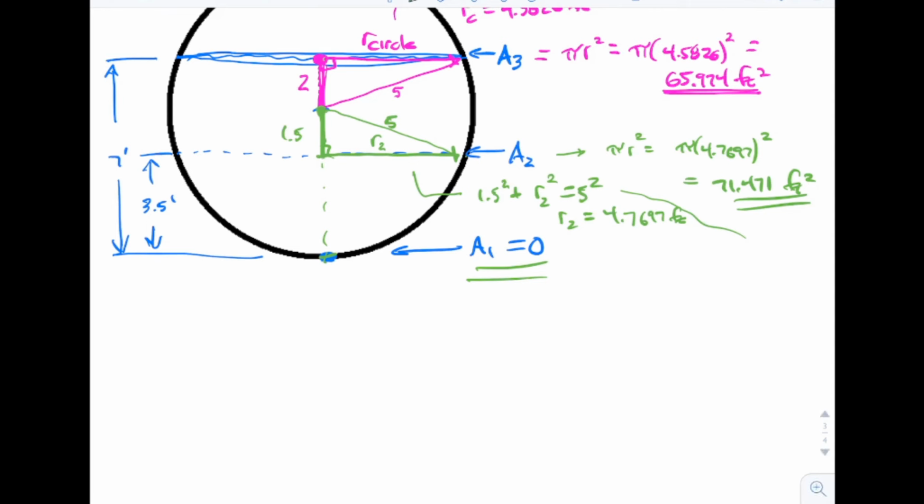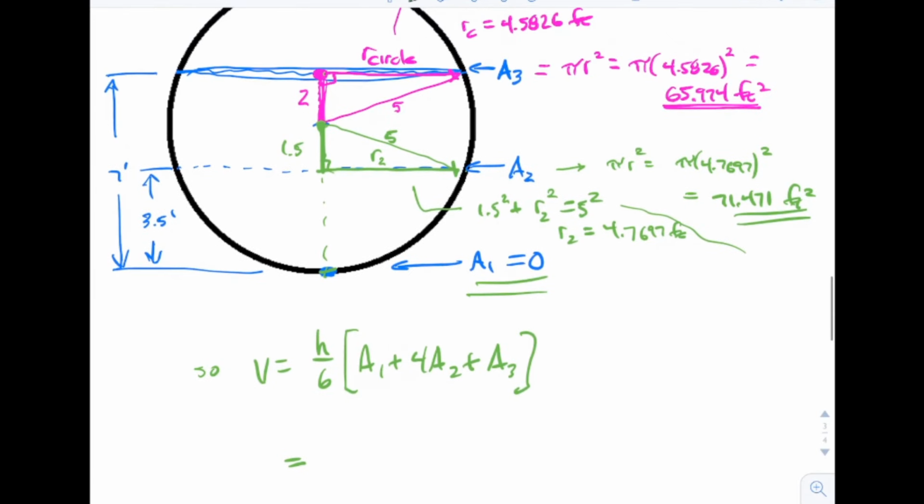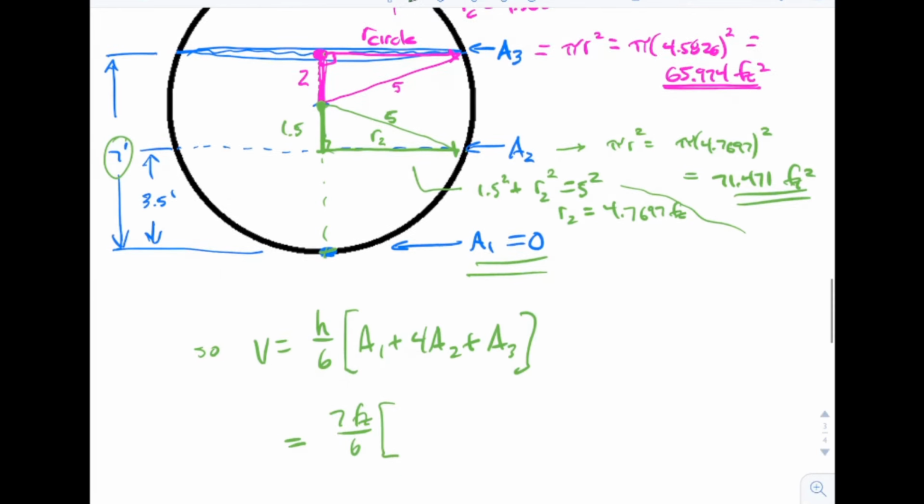So once you've got these 3 cross-sectional areas, the bottom, the top, and exactly the middle, halfway up, you can go get your Simpson's rule for volume. Volume is height over 6, area 1 plus 4 times area 2 plus area 3. So the height would be the height of our frusta, which is the 7 feet here. So 7 feet over 6. Area 1 is 0. Plus 4 times the 71.471 for area 2, plus the 65.974 for area 3. This is all feet.